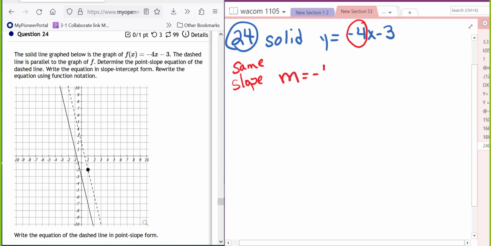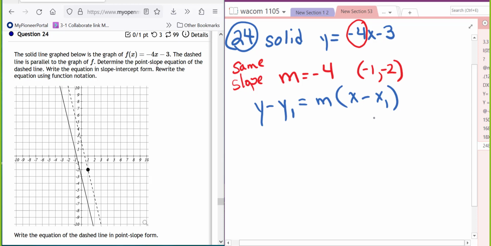So our slope will be -4, and you need a slope and 1 point, and they have put a point on so that you can tell. And so it is -1, -2. So you need the coordinates of that, and then you can do your formula. So it is y minus y1 equals m times x minus x1. We need to make a song with that, huh? All right, so this will be y minus a negative makes plus 2 equals -4 times x minus a -1 makes plus 1.